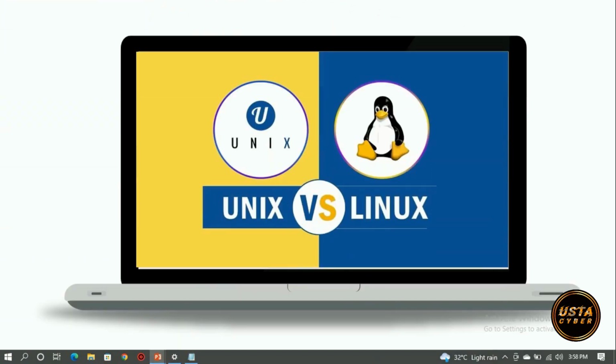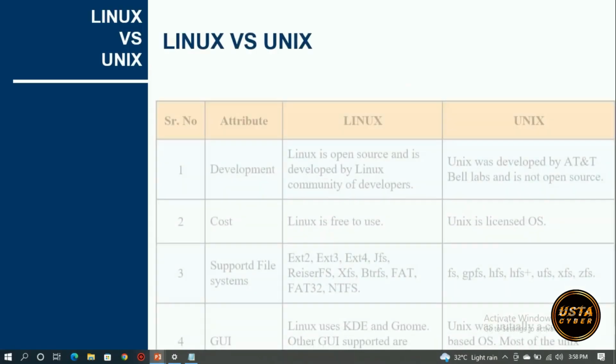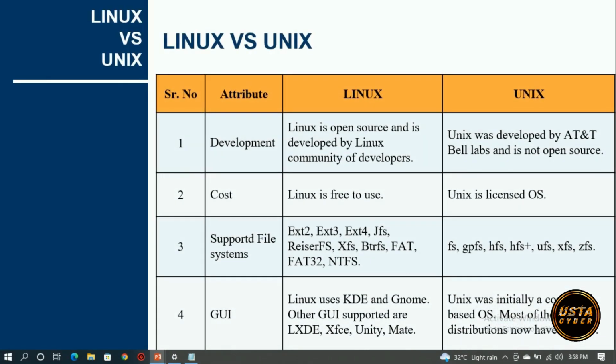Let's talk about some differences between Linux and Unix. Number 1. Linux is open source and is developed by the Linux community of developers, while Unix was developed by AT&T Bell Labs and is not open source. Number 2. Linux is free to use while Unix is a licensed operating system. Number 3. Linux supports file systems like ext2, ext3, ext4, JFS, ReiserFS, XFS, BTRFS, FAT, FAT32, NTFS, while Unix supports JFS, GPFS, HFS, HFS+, UFS, XFS and ZFS.